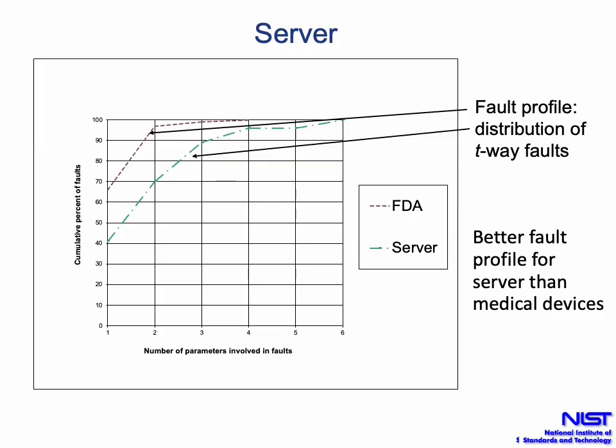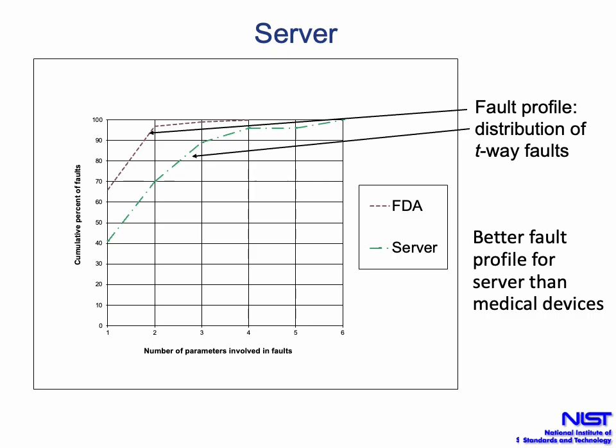Medical devices are, of course, only one type of software, and there's no reason to assume that the distribution of faults in those devices would be similar in all other fields. So one of the things we wanted to do was to look at other types of applications, and in this case we're showing a graph of the server failures and how they compare with the medical device software failures.